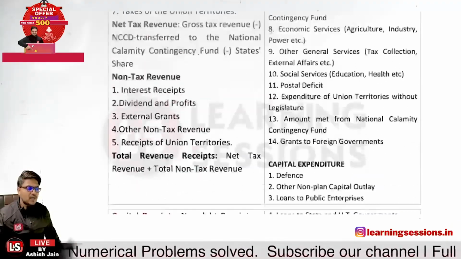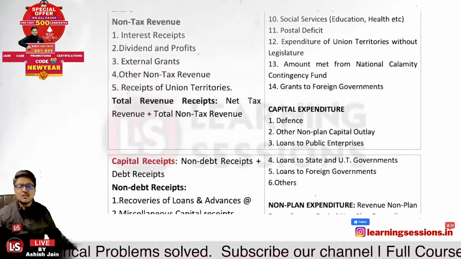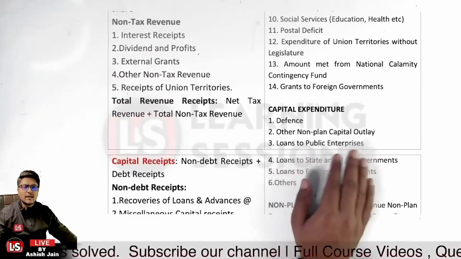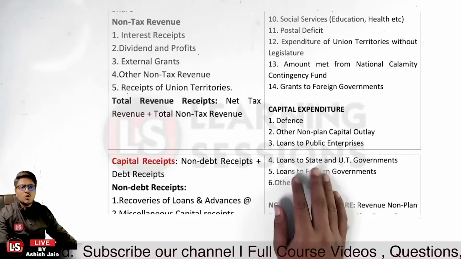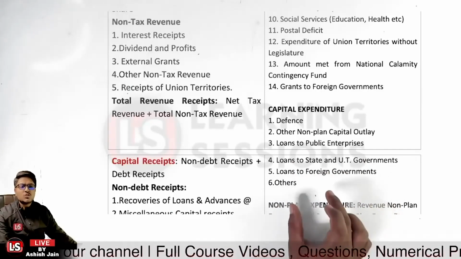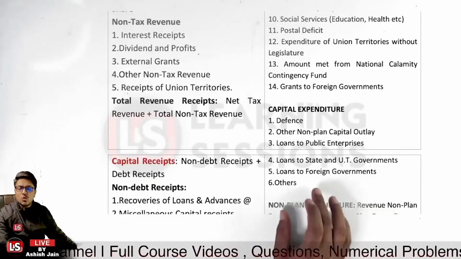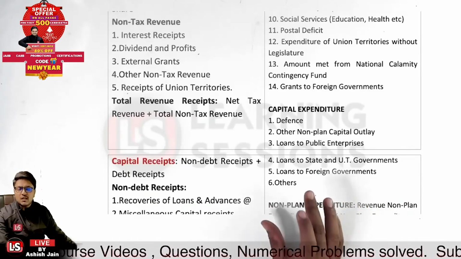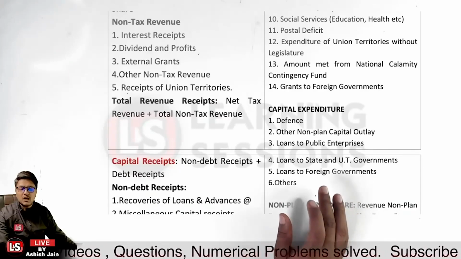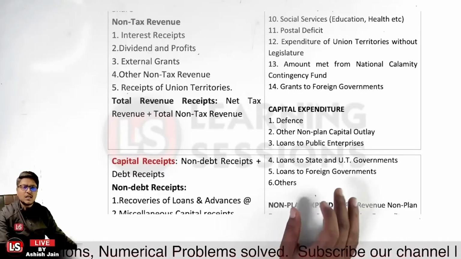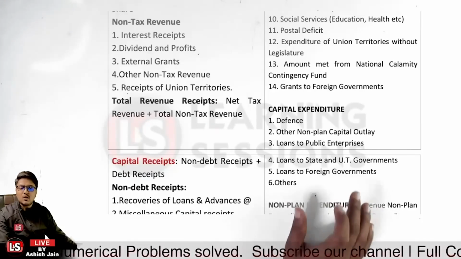Okay, now let's have a look at the capital expenditure under the non-planned expenditure. So it may be related to defense or other non-planned capital outlay, loans to public enterprises, loans to state and UT governments, loans to foreign governments, it may be the case. So those are all related to capital expenditure, where you have invested the amount either for the long term, or you have lent the amount for the long term.